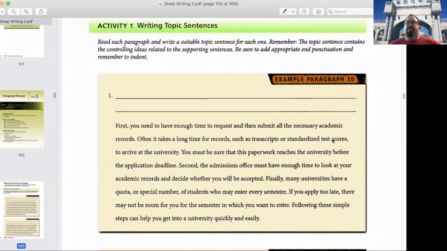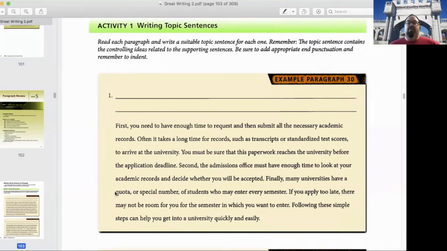And a standardized test score is, for example, your score for that test to arrive at the university. So we're talking about maybe getting ready for university, applying. You must be sure that this paperwork reaches the university before the application deadline. Okay. Second, the admissions office must have enough time to look at your academic records and decide whether you will be accepted. Finally, many universities have a quota or special number.